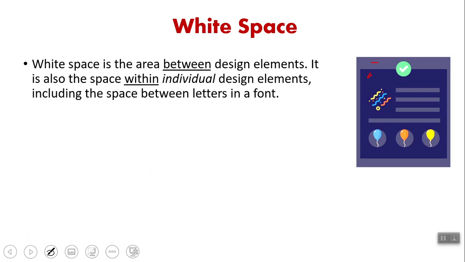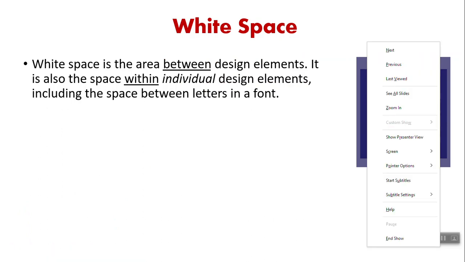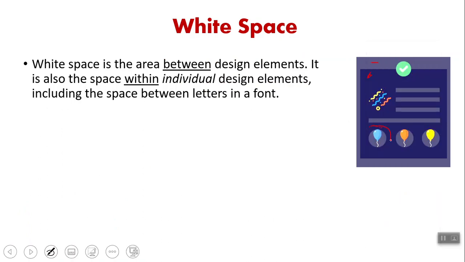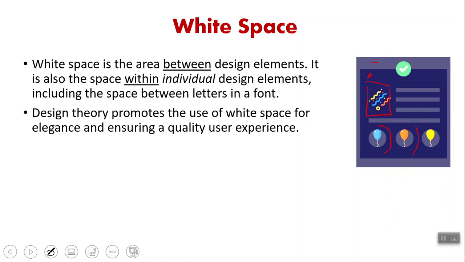White space is the area between the design elements. It's also the space within individual design elements. So things like space between letters in a font. So as I said here, it's this whole indigo or violet. You can see how there's space in between these balloons. There's space around that square picture, and there's also space around the whole thing.